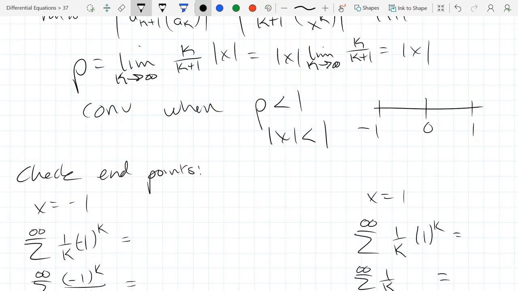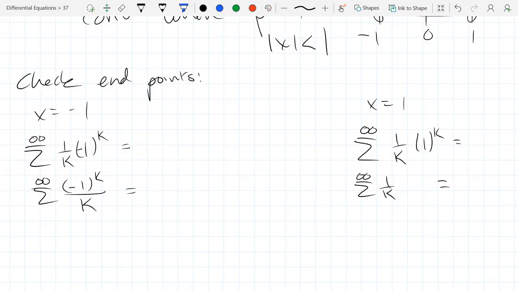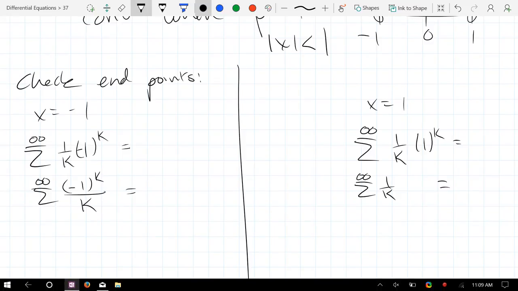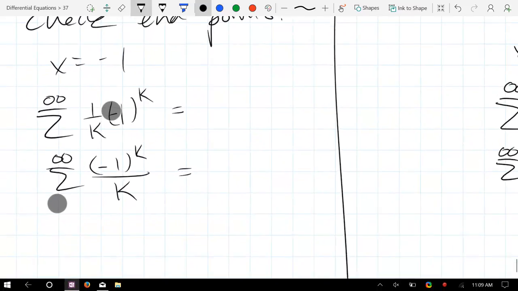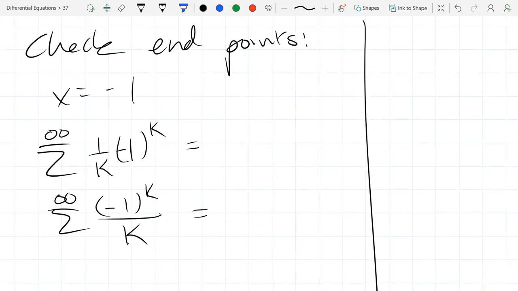So once we know our radius of convergence, we want to find the interval. The only question is, what happens at each of the endpoints? So we're testing 1 and negative 1. I lined up negative 1 on the left, positive 1 on the right. We'll go left side first. Converge or diverge? And ratio test is going to be inconclusive.